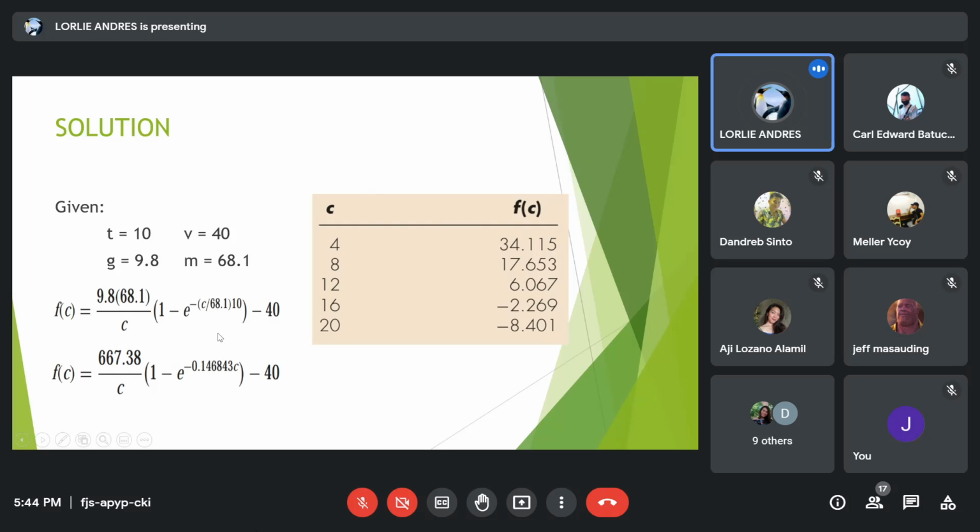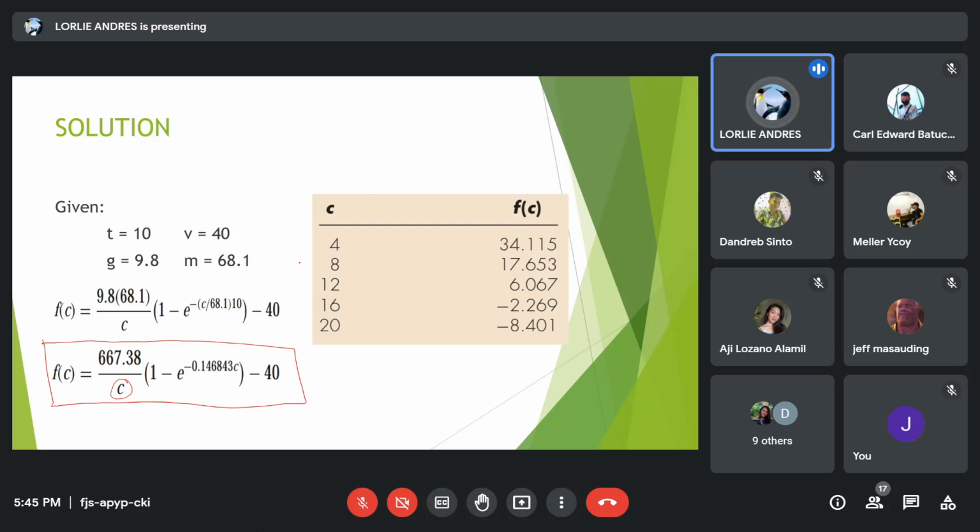Then minus 40. So after you substitute the values, this is now your equation. And then we will use this equation for us to find the approximate root value of the equation using the graphical solution. And then for the graphical solution, since our unknown here is the C, we're going to assume the values for our C.